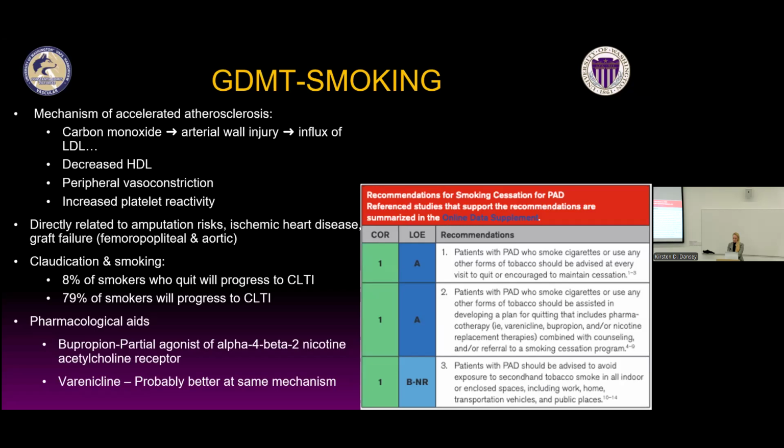Chantix, as well as bupropion, both have data suggesting that they increase rates of long-term smoking cessation compared with placebo. And Chantix specifically is a highly selective partial agonist that over longer timeframes is an antagonist of the nicotine acetylcholine receptor, and has a greater reduction of cravings compared with bupropion and has the greatest efficacy with respect to sustained smoking cessation.